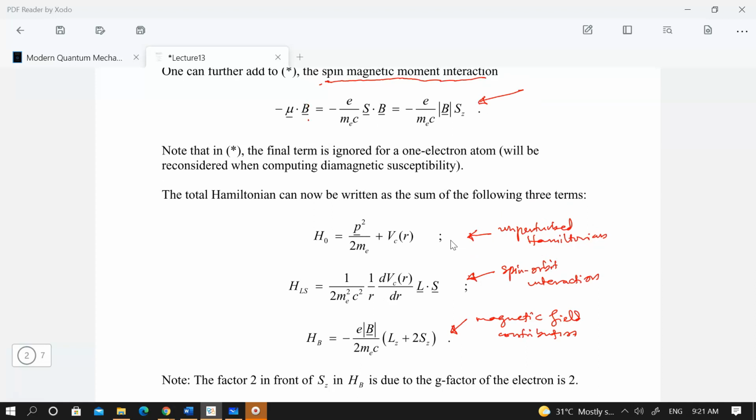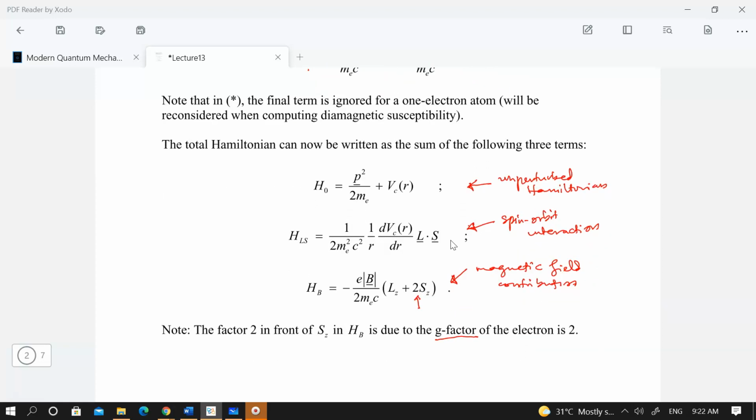Now there is, I've forgotten about this factor of 2. This comes from the g factor. It's a bit hard for me to explain this without going into further details, but you can consider that the g factor sort of modifies the contribution from the spin magnetic moment.